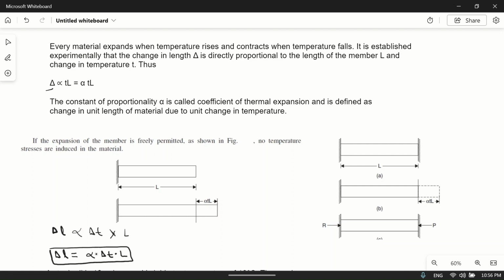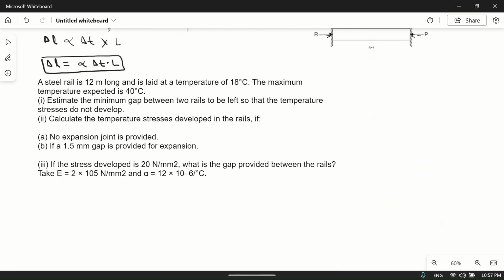So what is this alpha? Alpha is the coefficient of thermal expansion. If we let it expand, then its length will increase by alpha into delta T into L. If this bar is fixed at the two ends, then it cannot expand. So if it cannot expand, then it will develop thermal stresses, which will be equal to the applied reaction from the two ends. So let's see a numerical problem based on this concept.